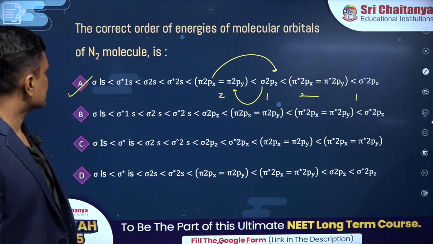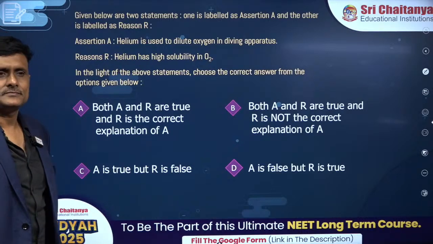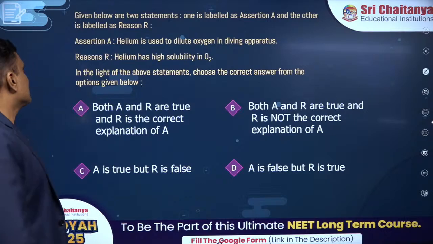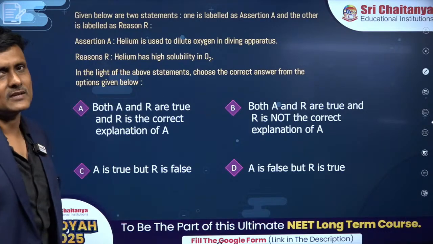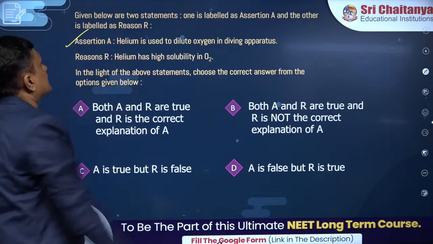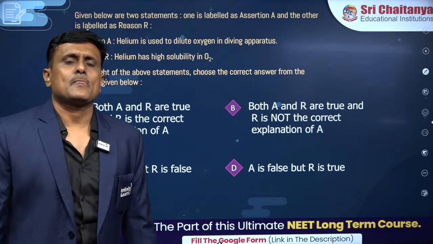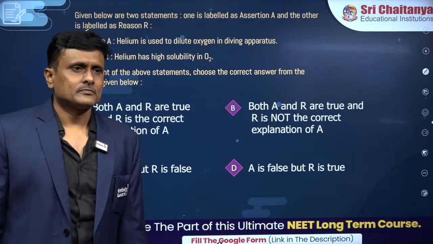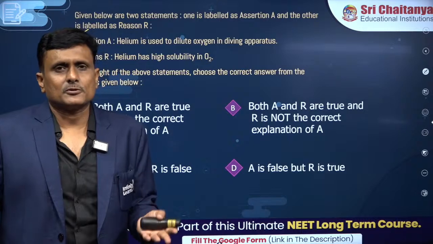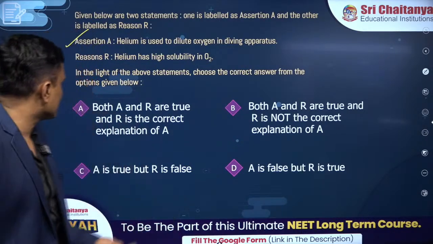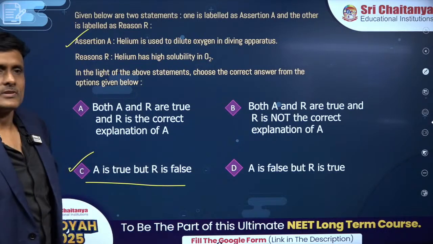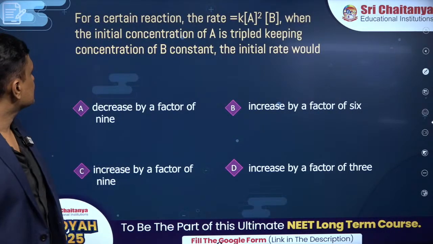Alright. Statement based theoretical question from Henry's law, liquid solutions. Helium is used to dilute oxygen in the diving apparatus. You know that helium is added. That's correct. Helium gas has high solubility in oxygen. Is it? You know that helium and oxygen are not correlated to each other. It's not high solubility. Alright. Correct answer. Brilliant, Varshini. Next.